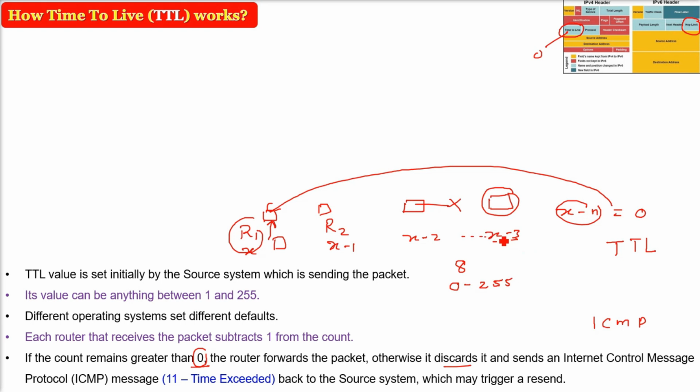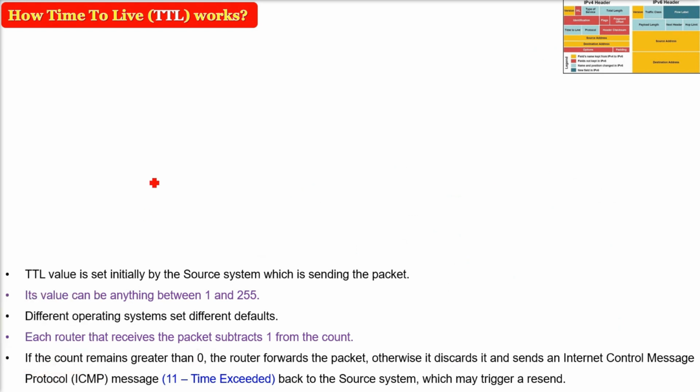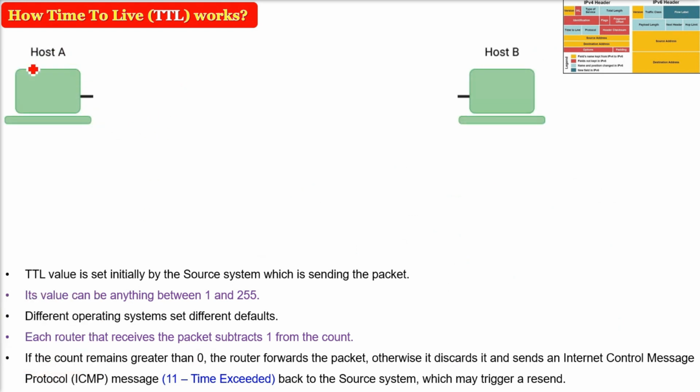There is only one thing you have to understand. TTL is a number, and it will be decremented whenever it reaches a router until it becomes 0, or it is delivered to the final destination. Now let us understand by an example. This is a source, this is a destination. The source will decide an 8-bit number, for example, 255.